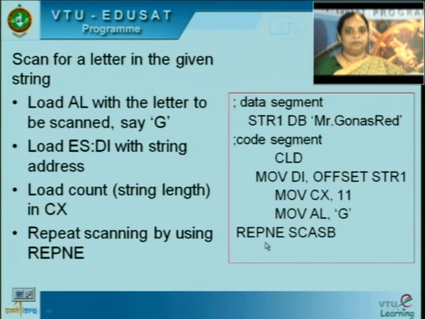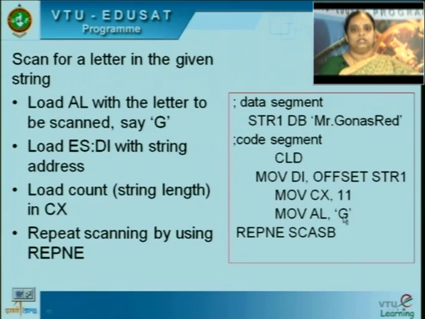AL is loaded with G. First time it will check G with M. G is not equal to M, so repetition will happen. This is repeat on not equal. Since G is not M, it will go to the next byte. What is the next byte? R, that's your character R. That also will be checked with G, no. So it will increment because the direction flag is 0 and the count is 11, so CX is also not 0. The second character is checked, the third character dot also is checked. When it comes to the fourth character, the G is in the string and AL is also G.